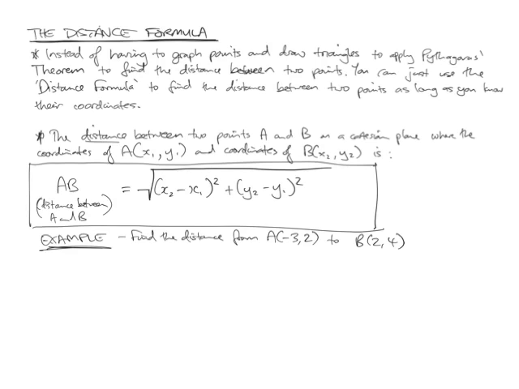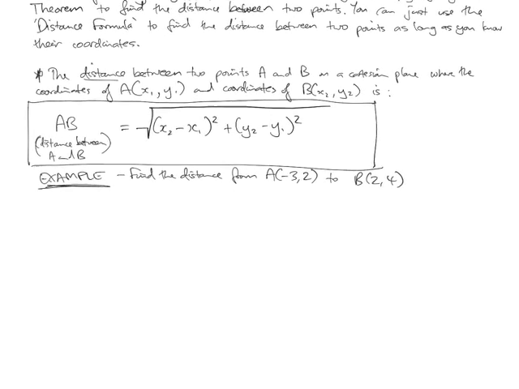So the distance between 2 points, let's call them A and B, on a Cartesian plane. If A's coordinates were x1 and y1, so the first x and the first y, and the coordinates of B were x2 and y2, so the second x and the second y, you can find the distance between those 2 points using this formula here.